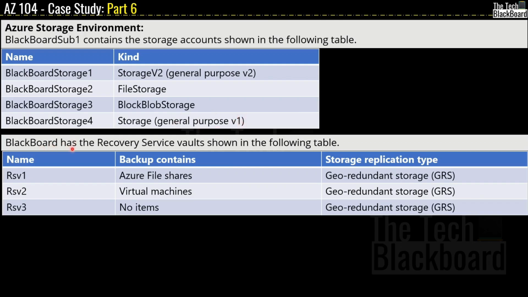Moving ahead, it says that Blackboard has recovery services vaults shown in the following table. And here we have three recovery services vaults: RSV1, RSV2, RSV3. Then the details on backup contents are also given. We have Azure file shares for RSV1. Then we have virtual machines for RSV2 and no items for RSV3. Moving ahead, we have storage replication type, and this one is the same for all the recovery services vaults. It's given as geo-redundant storage.